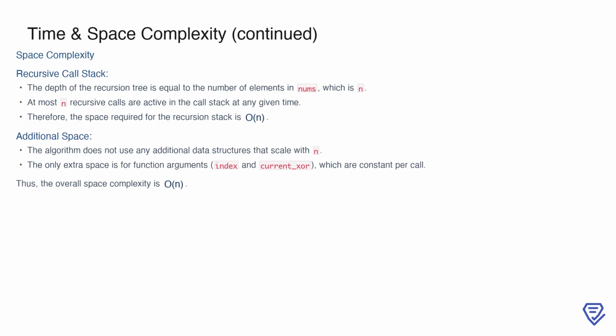Furthermore, the solution does not use any additional data structures that scale with the size of nums. The only extra space used is for storing function arguments like index and current_XOR, which are constant for each call and do not depend on n. Therefore, the overall space complexity of this approach is O(n).